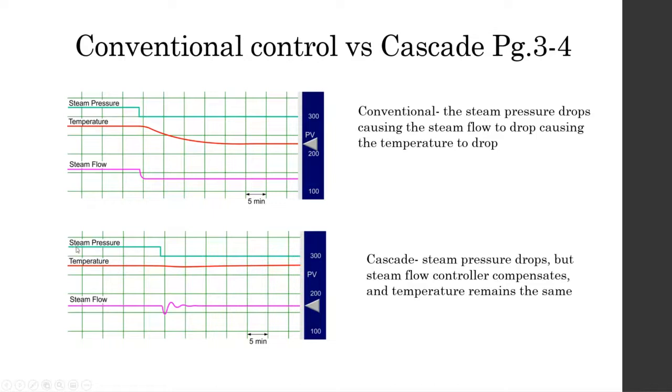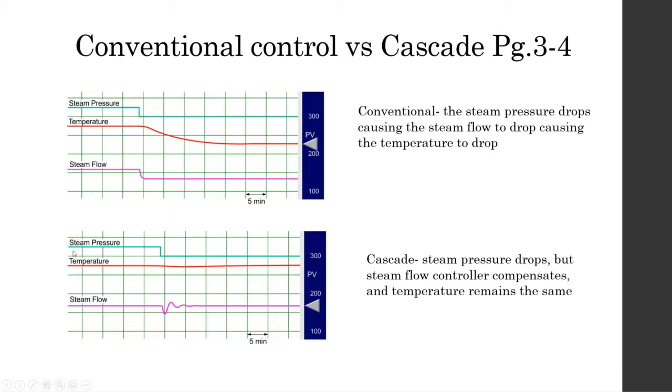With Cascade control, we'll see that my steam pressure drops, but the steam flow, that flow transmitter that we've added in there, compensates for it by increasing its signal, and we maintain our product temperature. So this is the reason why we have Cascade control.